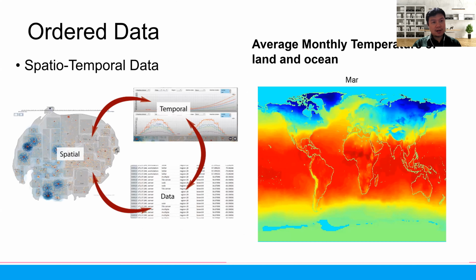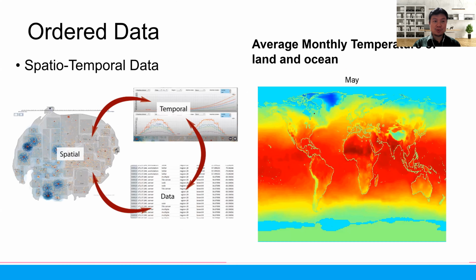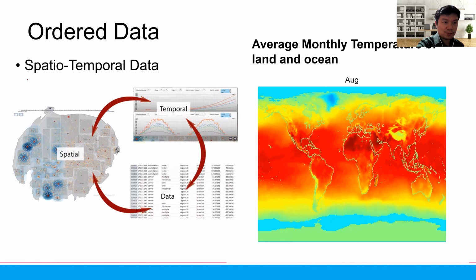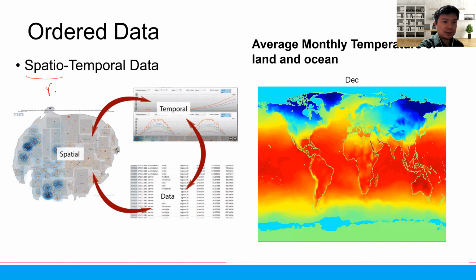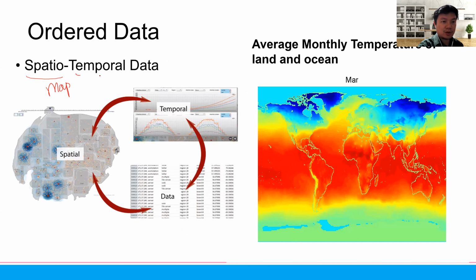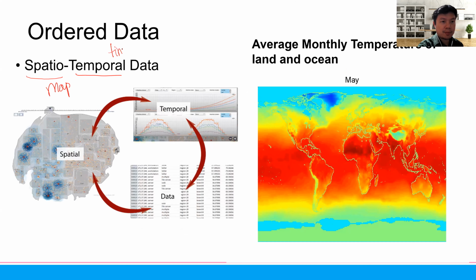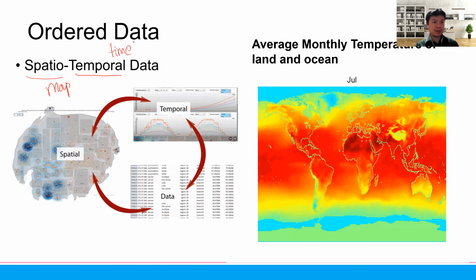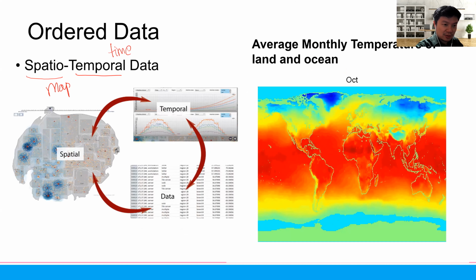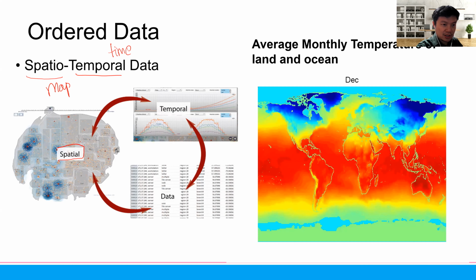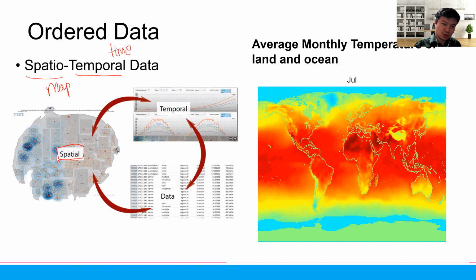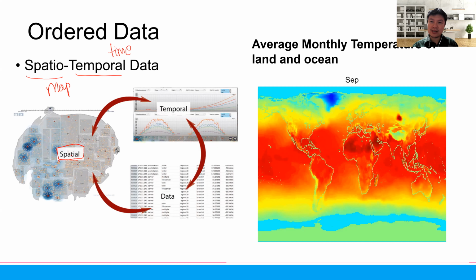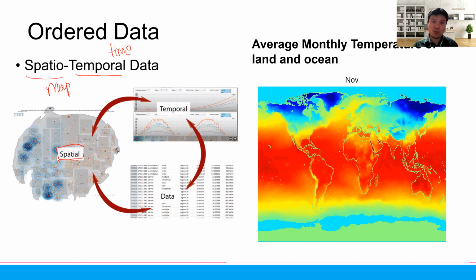The other kind of data might be related to spatial temporal data. So spatial means map, okay? So it refers to map. Temporal refers to time. So if you have the map data, spatial data, this is from the space, and when you want to check the data on a daily or weekly basis.